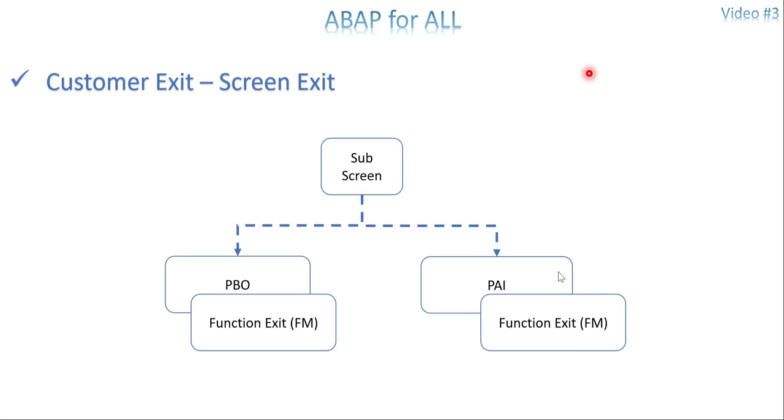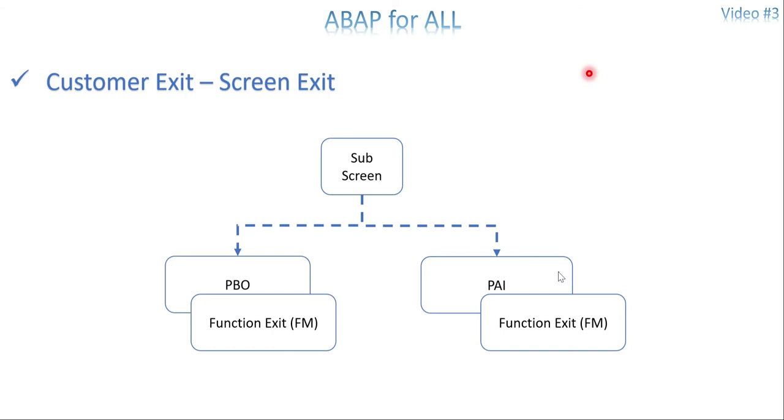because everything is designed in the enhancement framework. In the enhancement framework, if it is a PBO, you have to find a function exit which is actually a PBO. They give a description in the function module: header PBO, header PAI, item PBO, item PAI. Mostly with the description you are able to identify. Otherwise, you have to debug or use some other option to identify which function modules are associated with the PBO or PAI modules. The functionality is the same, PBO and PAI, but technically we write the PBO code inside the function module's Z include program, and the PAI code in another function module's Z include program.